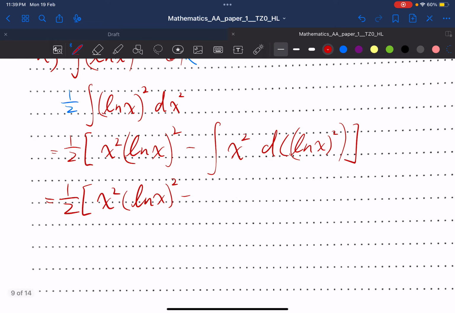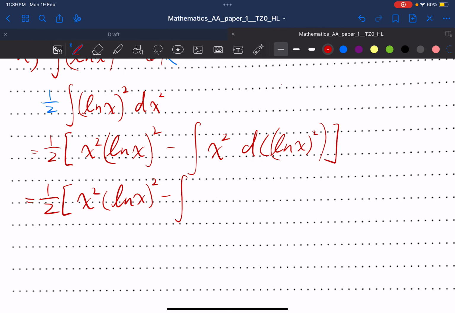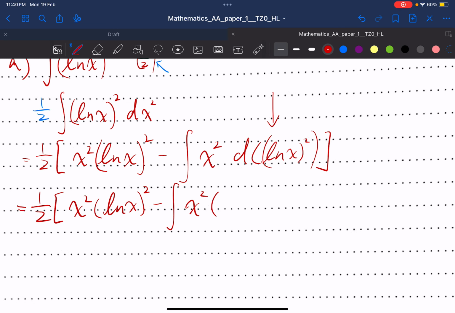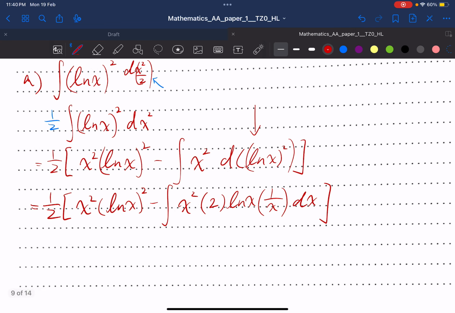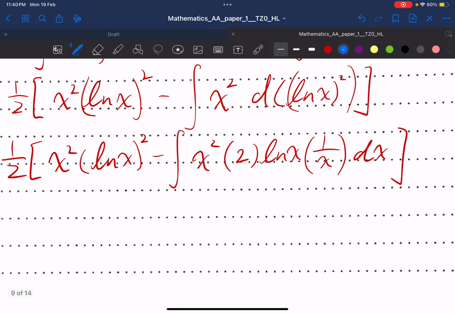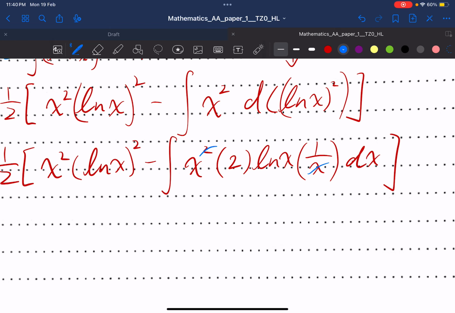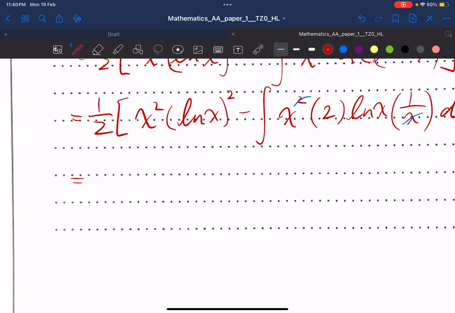What we mean by this is actually differentiate ln x squared with respect to x. So let's try this as well. Differentiating ln x squared is the chain rule: put the power down, power minus 1, and then chain rule the inside. ln x differentiates to 1 over x, and dx here. Then we observe things that can be eliminated. x squared and x is none. So the whole thing comes down to 1/2 of x squared ln x squared, the first part.